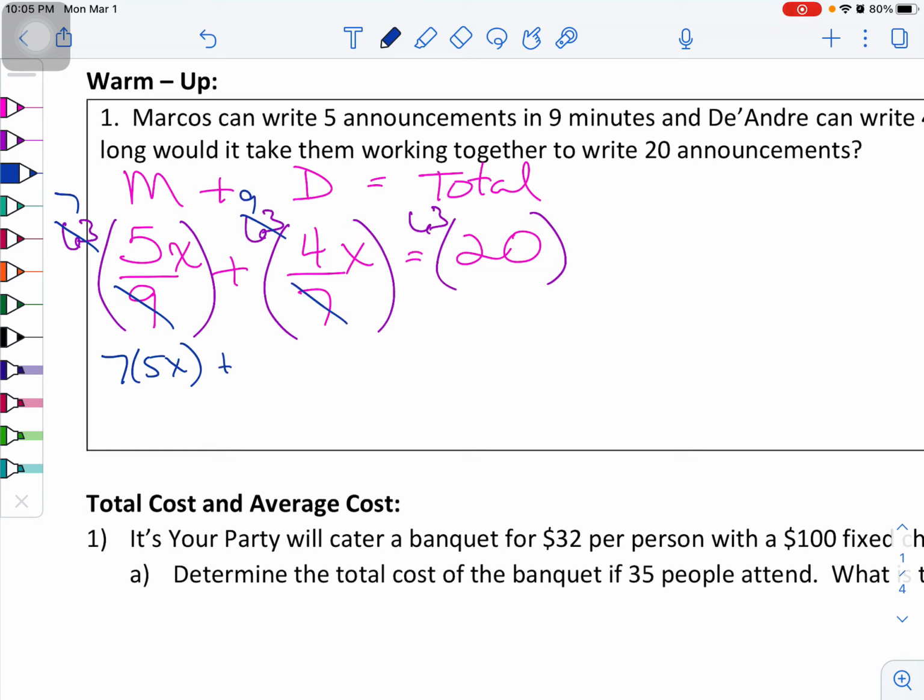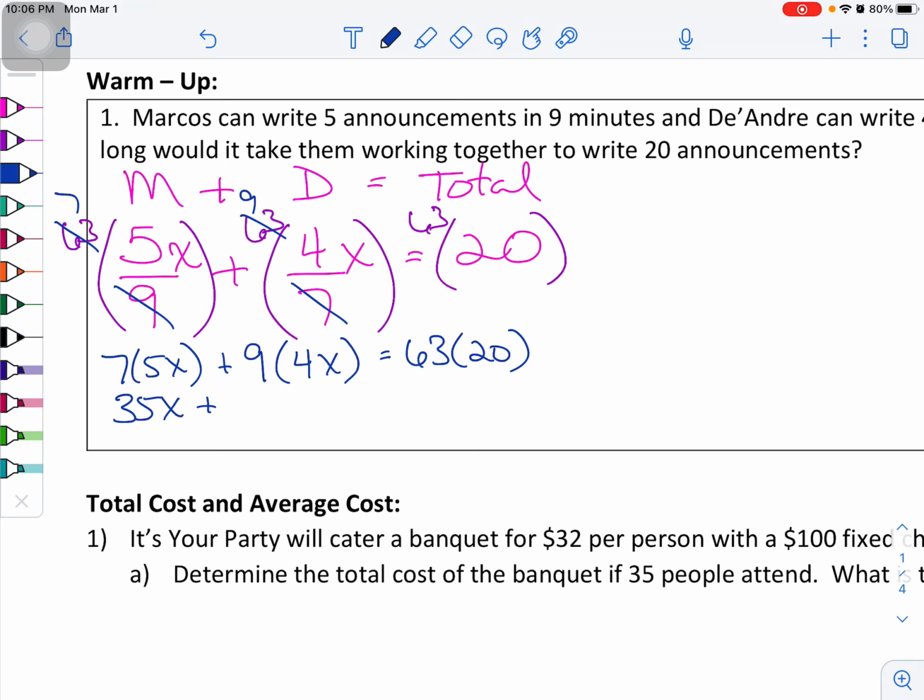So 9 goes into 63 7 times. So I'm going to have 7 times 5x. 7 goes into 63 9 times. So I have 9 times 4x. And then I have no idea what 63 times 20 is, but that is what it's going to be for the other half of the equation.